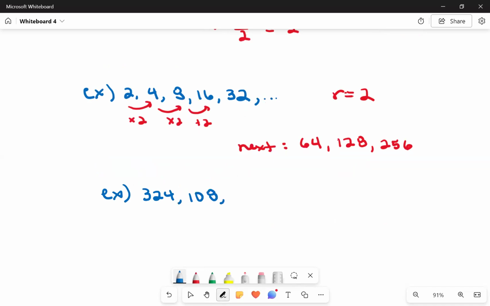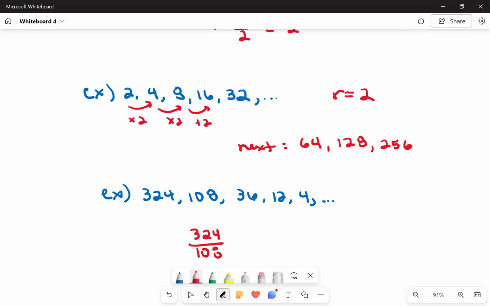324, 108, 36, 12, 4, ... Okay, so on this one, I'm going to find the common ratio by dividing. Basically what I'm going to do is divide 324 by 108 and see what I get. Putting that in my calculator.